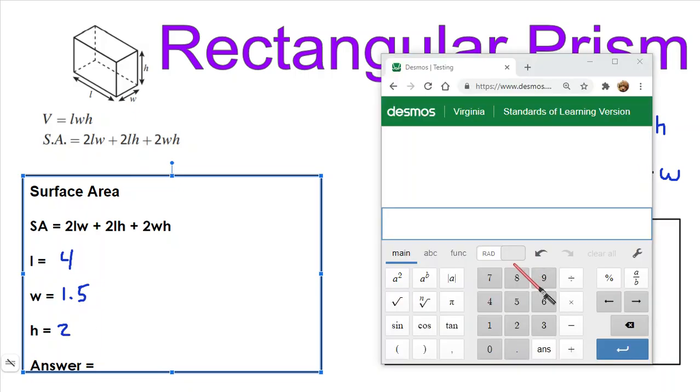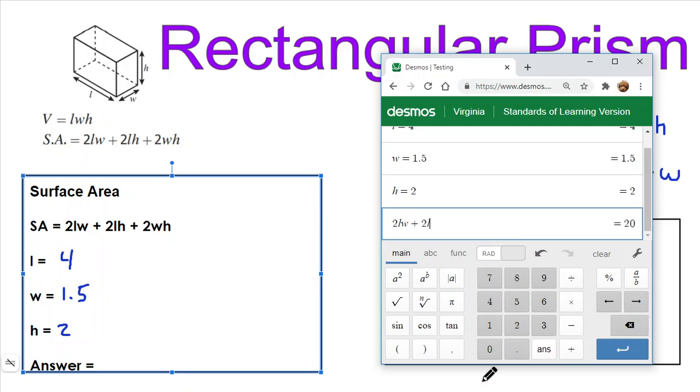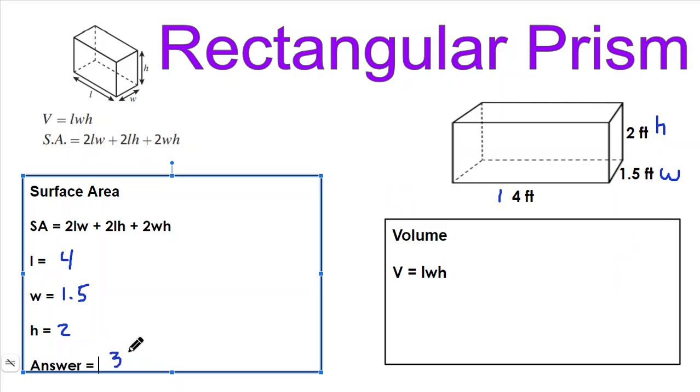All right, next thing I can do is type that into Desmos. I can do L equals 4 and then hit enter. And then W equals 1.5 and hit enter. And then H equals 2 and hit enter. And then I can type in my formula here: 2LW plus 2LH plus 2WH, and that gives me my answer. My answer is 34, and we can't forget about our units. All the units up there are in feet, so this would be 34 feet, and area is always squared. So the surface area of this rectangular prism is 34 feet squared.